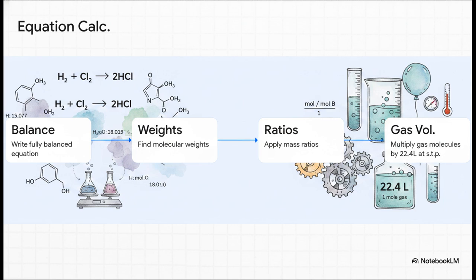Step 1, the equation has to be perfectly balanced, the exact same number of atoms on the left as on the right. Step 2, we calculate the weights under those balanced formulas. From there, step 3 is just simple mass ratios. Oh, and step 4, if we're dealing with gases at standard temperature and pressure, we use a magic number. 1 mole of any gas always occupies 22.4 liters.